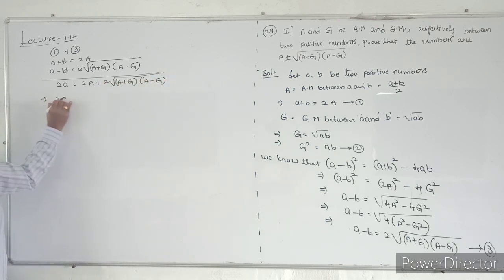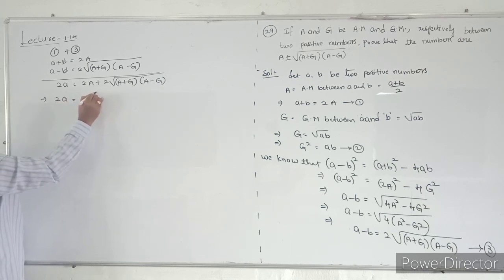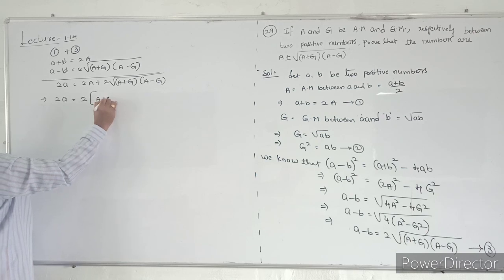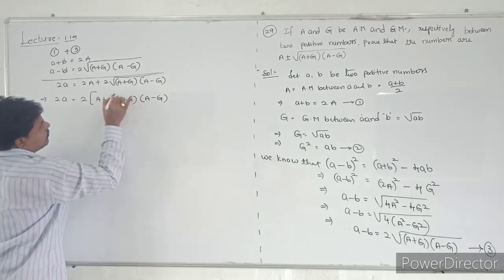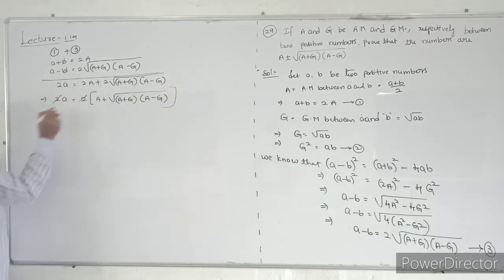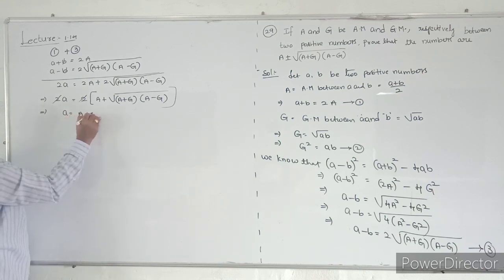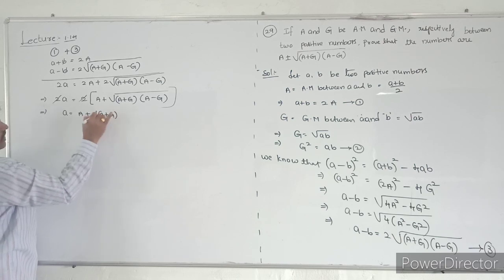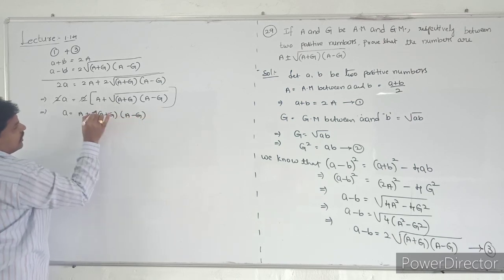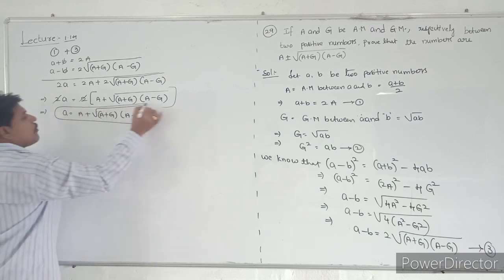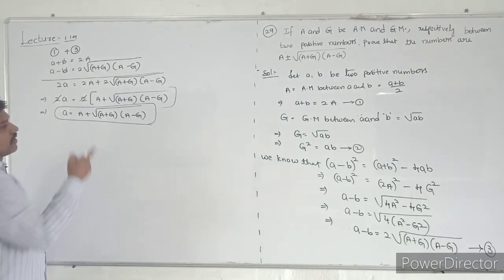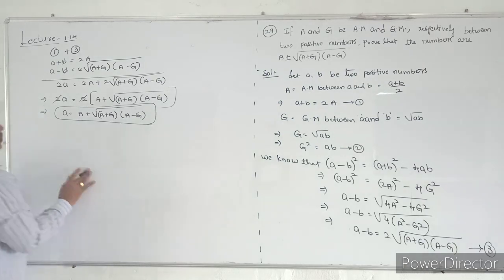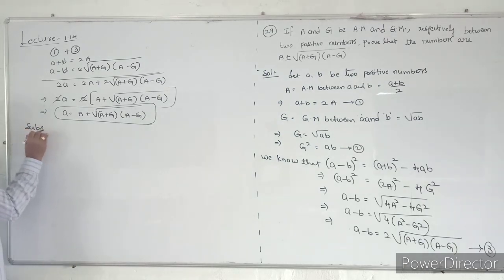So that implies 2A, you can take the 2 common from both, what we will get is A plus square root of A plus G into A minus G. So if you cancel the 2 on both sides, then A will become A plus square root of A plus G into A minus G. So this is one number out of 2, I have calculated one number. Now I will substitute this value in equation 1. So substitute in equation 1, what we will get?